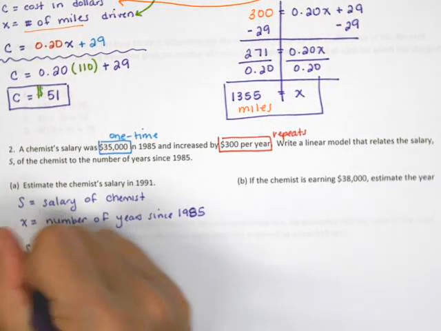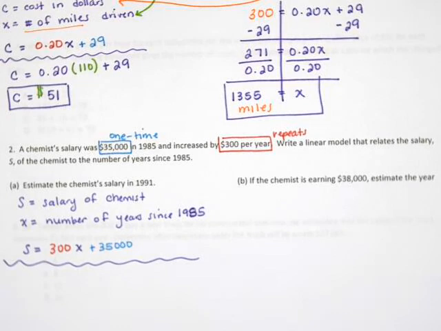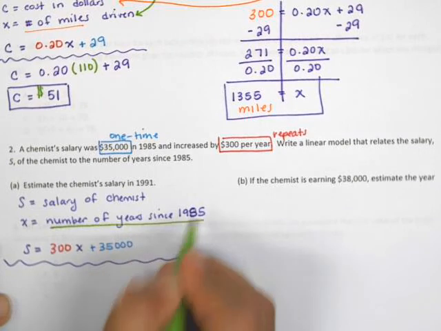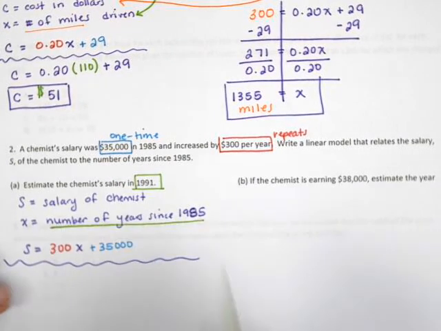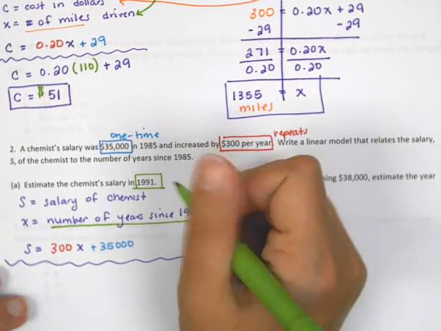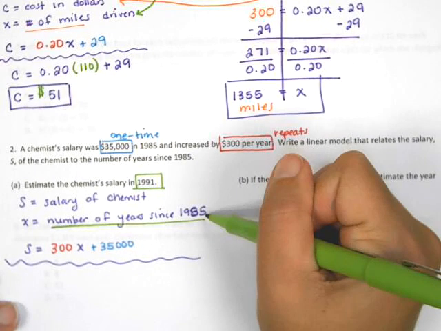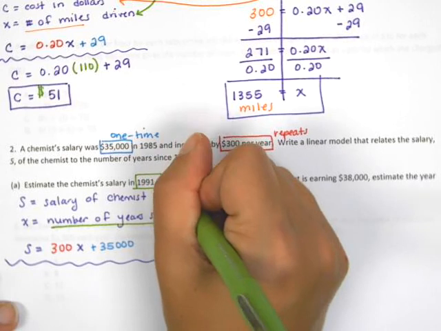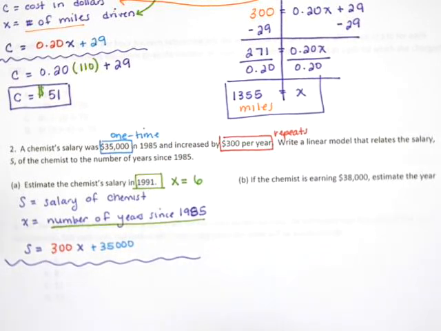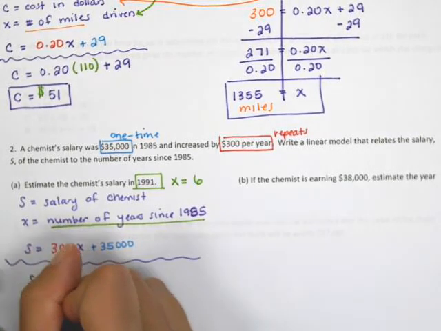Now, part A says, use that to estimate the salary in 1991. Now, the number of years since 1985 is the x, but 1991 wouldn't be the x. The reason is that 1991 doesn't mean it's been 1,991 years since 1985. It's actually only been 6 years, because to go from 1985 to 1991, x would just be 6 years. So what I'm going to do now is take the 6 and plug it into my equation.